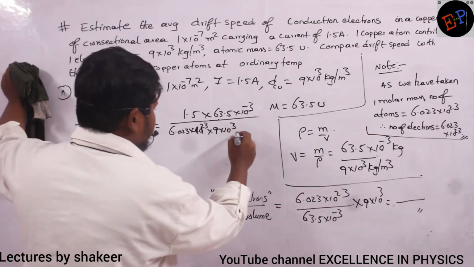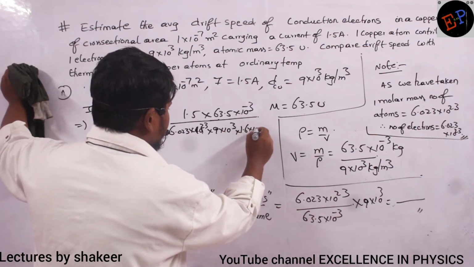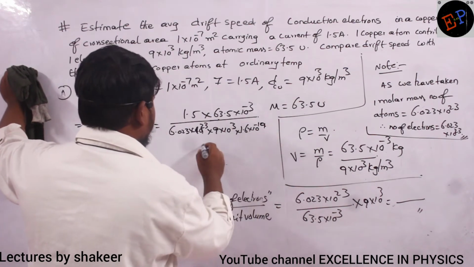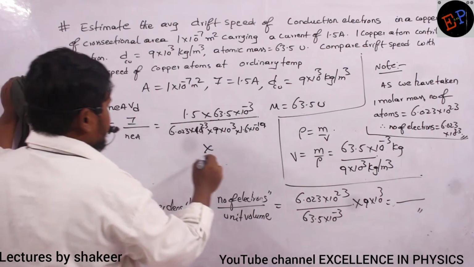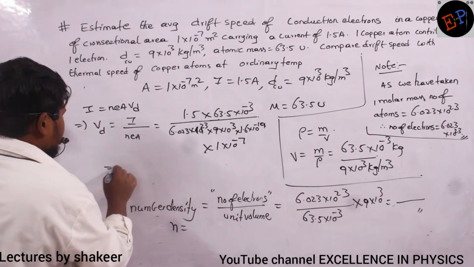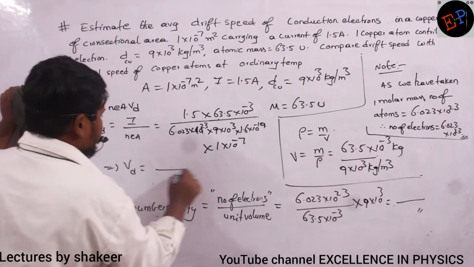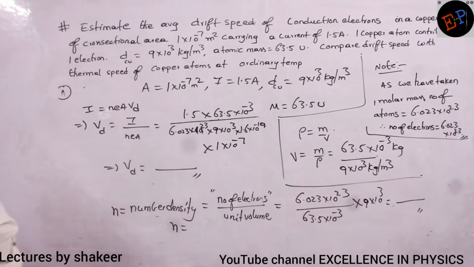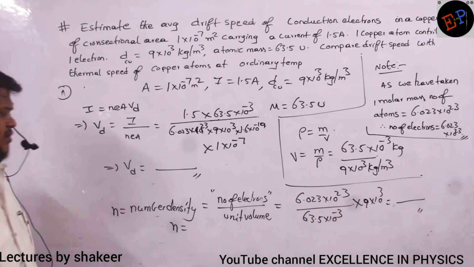E means charge of electron, 1.6 into 10 power minus 19, multiplied by area of cross section. Area of cross section is 1 into 10 power minus 7. Just do this calculation and you will get the drift velocity. And the answer is 1 by 160 meters per second.